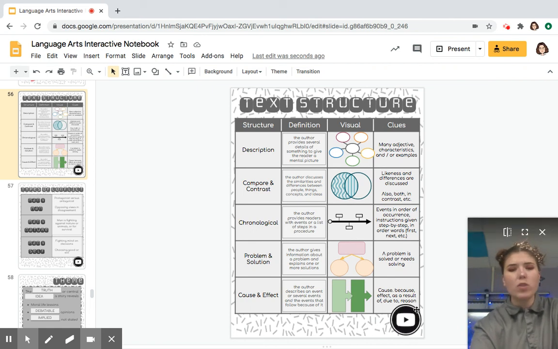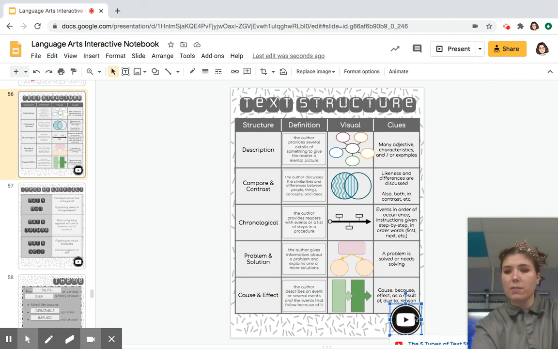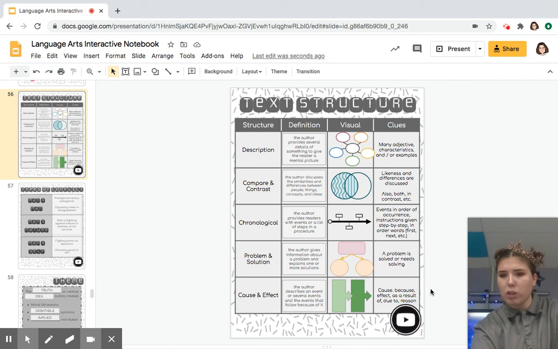If you are confused, you can go ahead and rewatch the video on the bottom, the 5 types of text structure. But we're good for now. Go ahead and put the 5 text structures on your hand and go ahead and star description, because this is the one we're going to do.